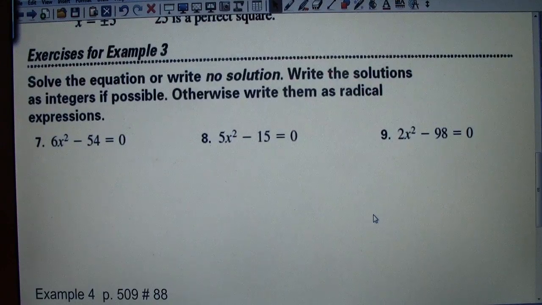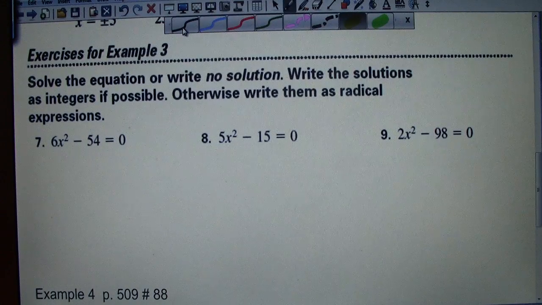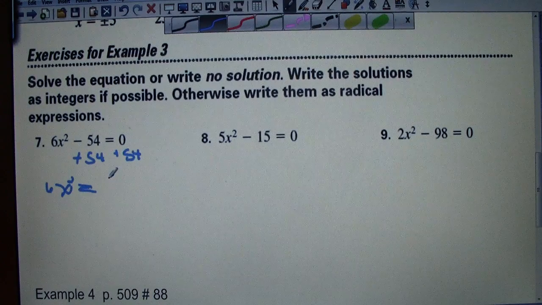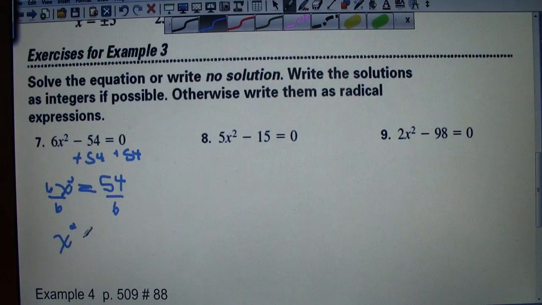Let's go ahead and do one of these. I'm going to go ahead and do number 7. Okay. So we want to get x by itself. So I'm going to isolate x, and I'm going to get rid of subtracting 54 by adding 54 to both sides of the equation. And that's going to give me 6x squared equals 54. Sorry about that. And then I'm going to divide by 6 on both sides. And that gives me x squared equals 9.